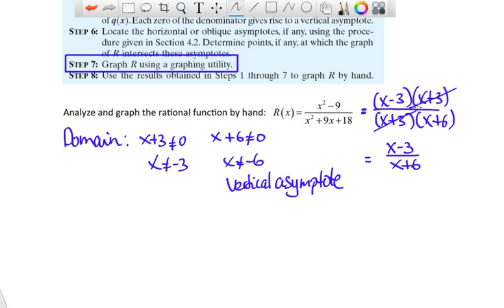What happens when you have a factor both in the top and in the bottom is that you're going to get a hole there. There's a hole in the graph. There's a hole at x equals negative 3.